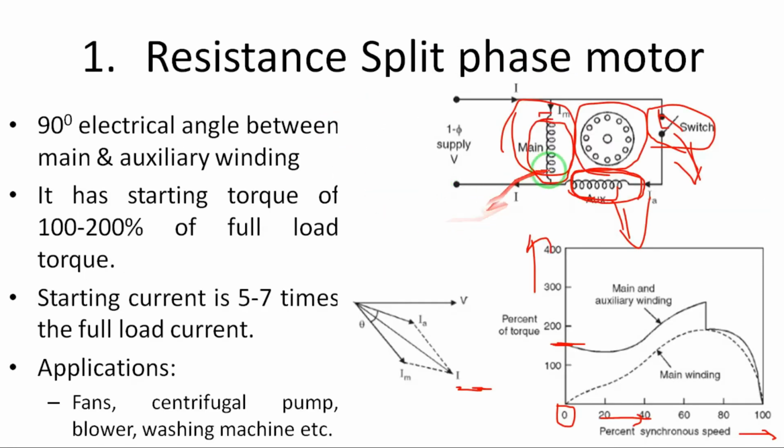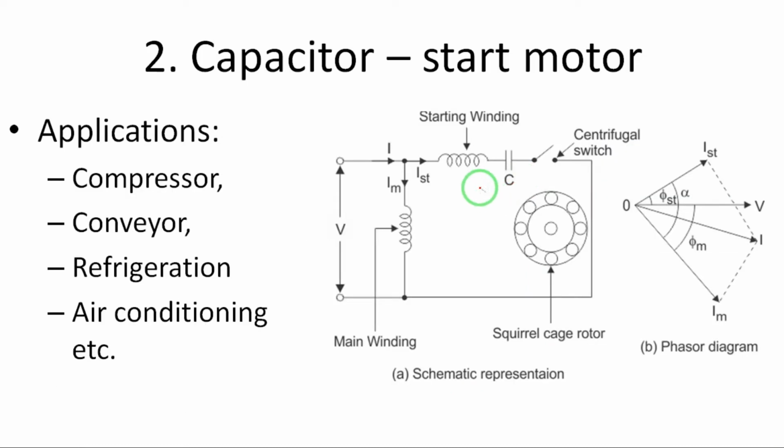In the first type, we are using an auxiliary winding only and one centrifugal switch. Now we are using one auxiliary winding in series with a capacitor and one centrifugal switch. These three parts are connected in series, in parallel to the main winding. Already we know that the rotor is a squirrel cage rotor. So why are we using a capacitor? This capacitor is used for high initial torque.